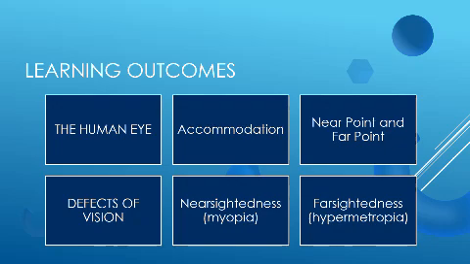The learning outcomes of this lecture are the human eye, accommodation, near point and far point, defects of vision, nearsightedness, and farsightedness.